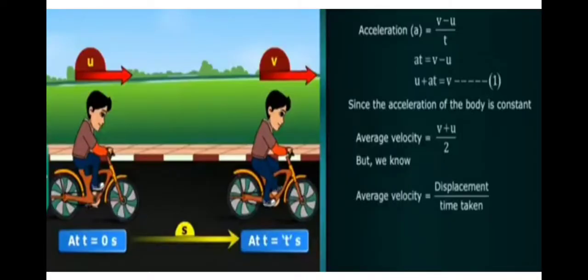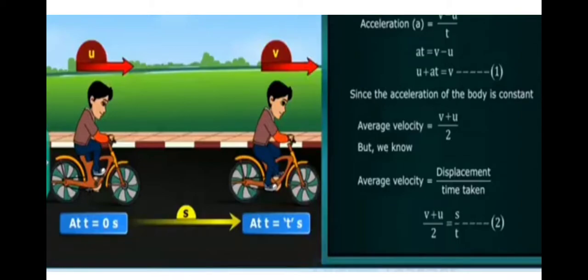Since the acceleration of the body is constant, the average velocity is equal to (v plus u) by 2. But we know average velocity is displacement by time taken, so we can write it as (v plus u) by 2 is equal to s divided by t. Consider it as equation number 2.